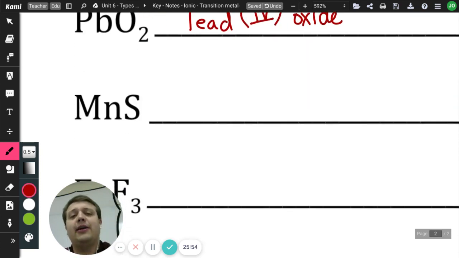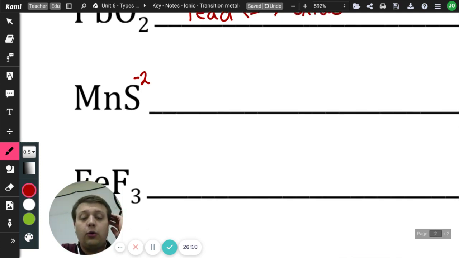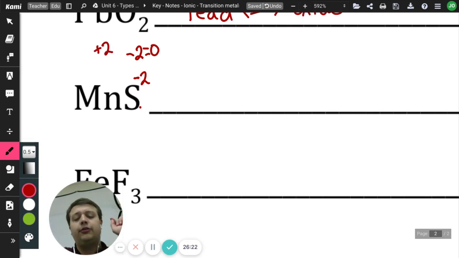Okay, so let's try another one. So I have manganese and I have sulfur. Manganese, I don't know, because manganese is a transition metal. I do know sulfur, though. Sulfur is a -2 charge. I've got one sulfur, right? So one sulfur times its -2 charge gives me a total of -2, and I want that to equal 0 to cancel out. So I need a +2 total over here. So then my manganese is going to need a +2 for its charge as well.